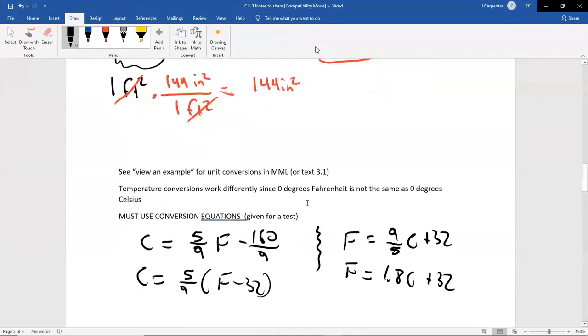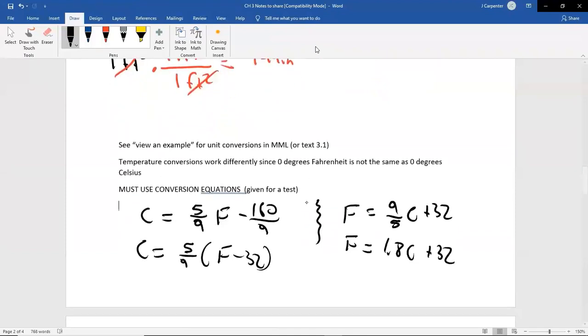Again, you don't have to memorize. I would give you only one of these on the test. It may be this one, it may be this one. So you have to understand your algebra with these. It's nothing too crazy though.